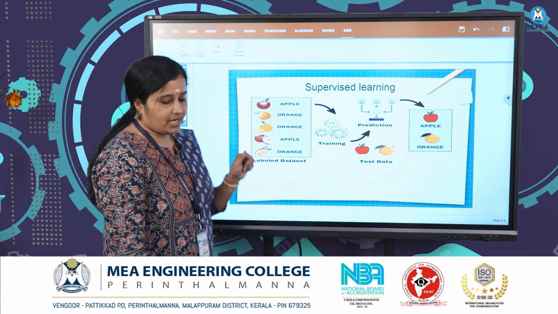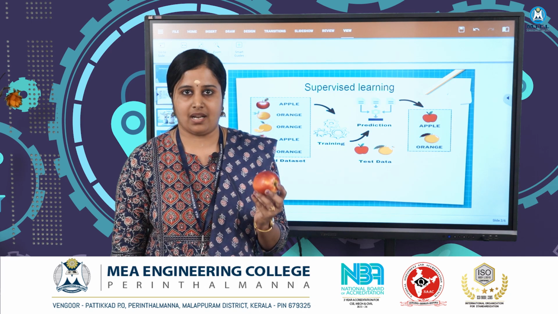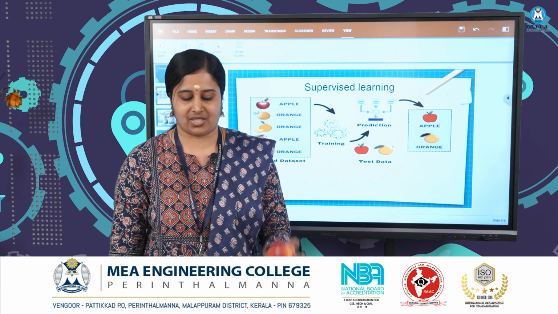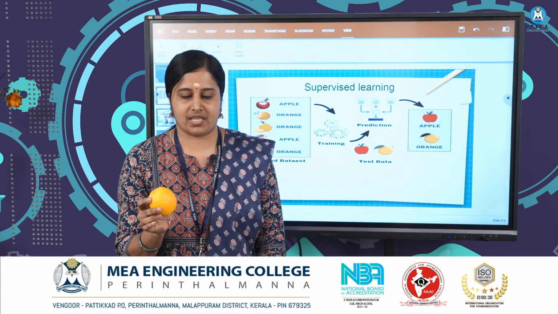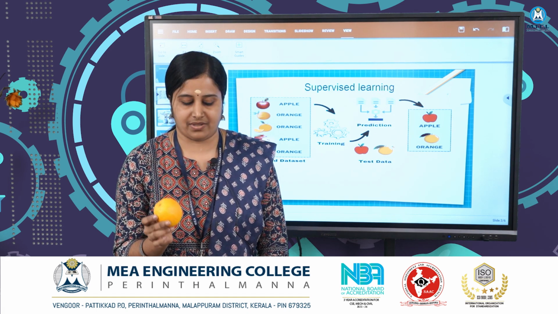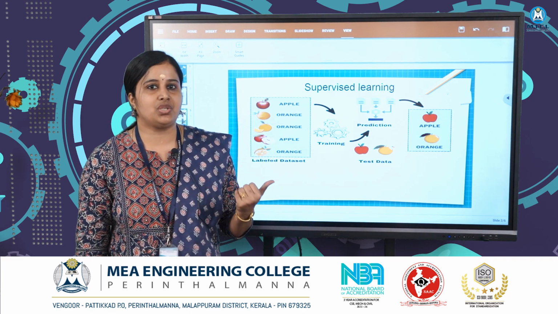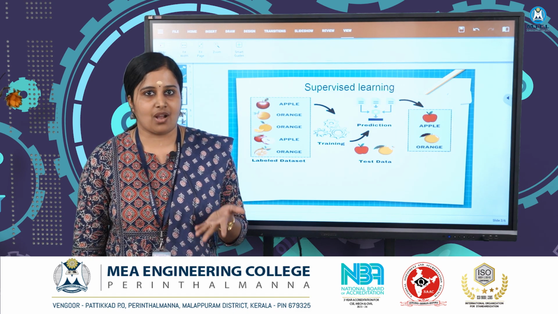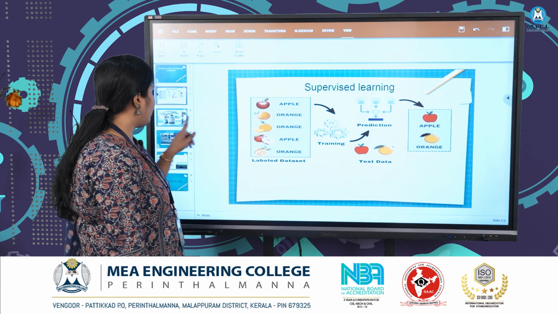Then we can see that the features of this apple are red in color, having smooth skin with crisp texture, and this orange is having bright orange color with dimpled peels and juicy appearance. So when we input these features to a machine, it can predict whether the next input is an orange or an apple, that we can see in this figure.